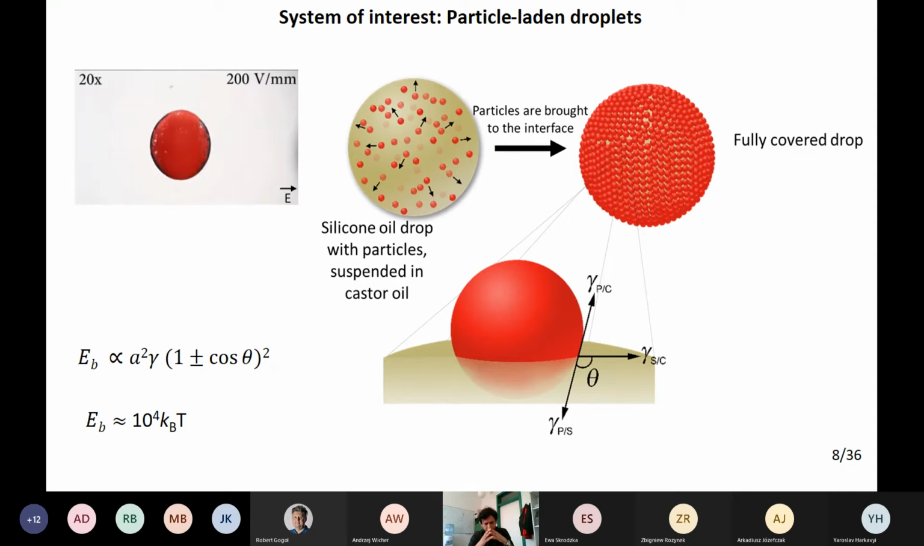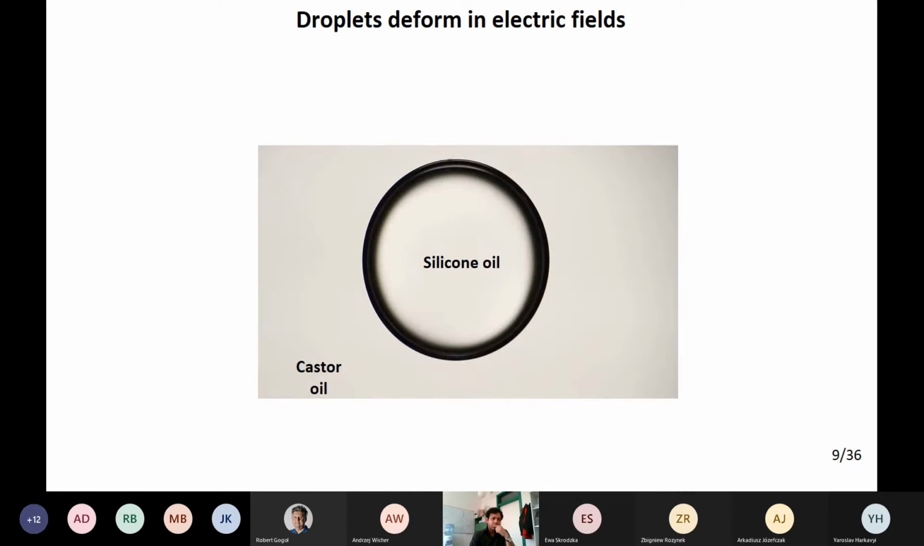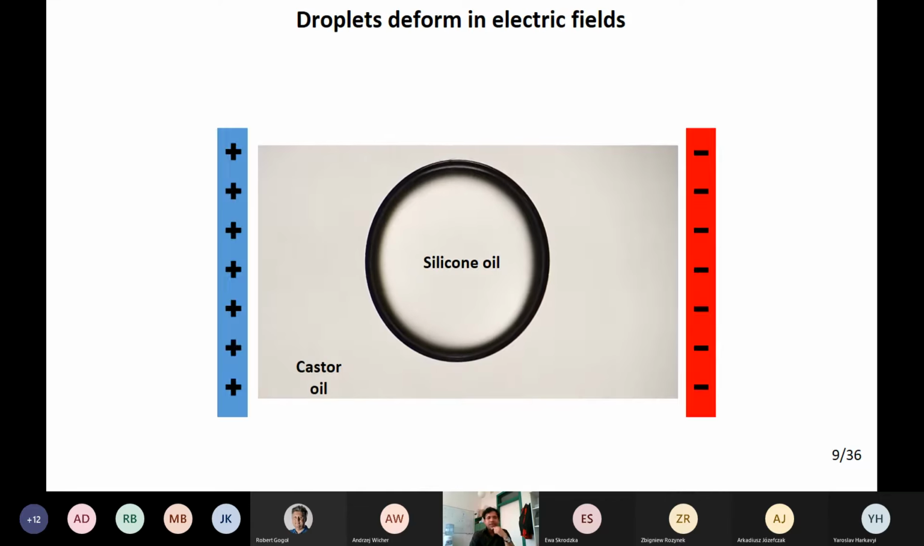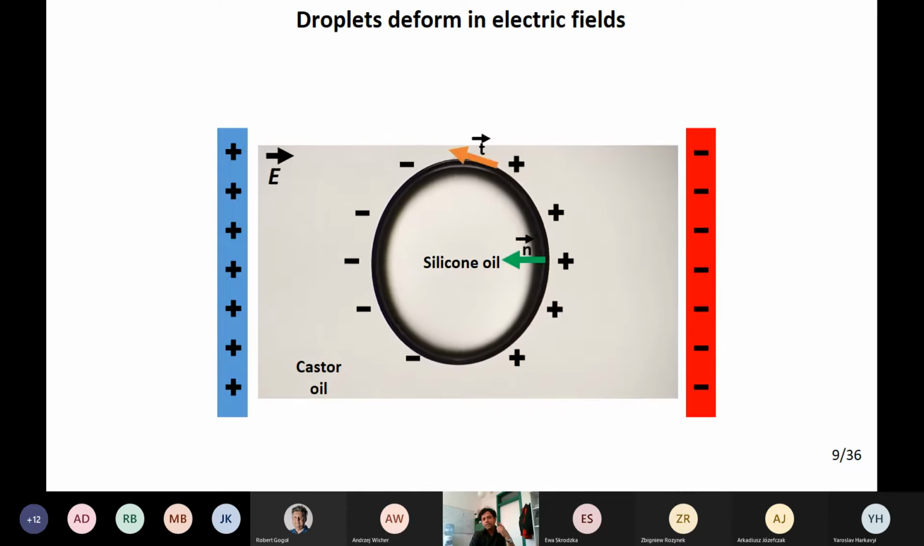Now I want to talk about how the droplet deforms perpendicular to the direction of the electric field when it is subjected to the electric field. Here we took a silicon oil droplet in castor oil and applied the electric field. As I said, the silicon oil droplet is less conductive than castor oil. The charges build up from the outside, from the castor oil, at the droplet interface, and they create compressive electrical stress, and the droplet deforms perpendicular to the direction of the electric field.